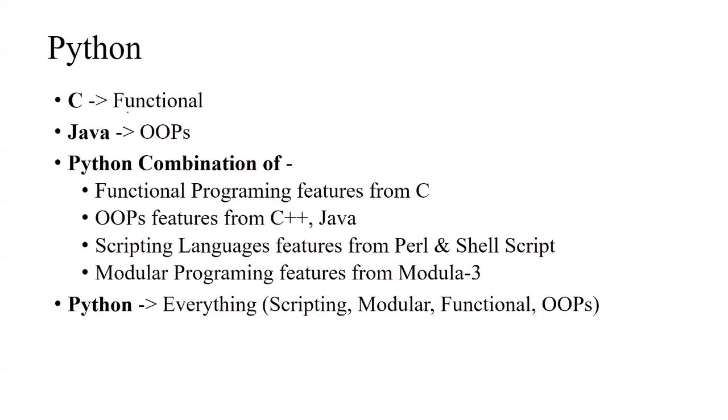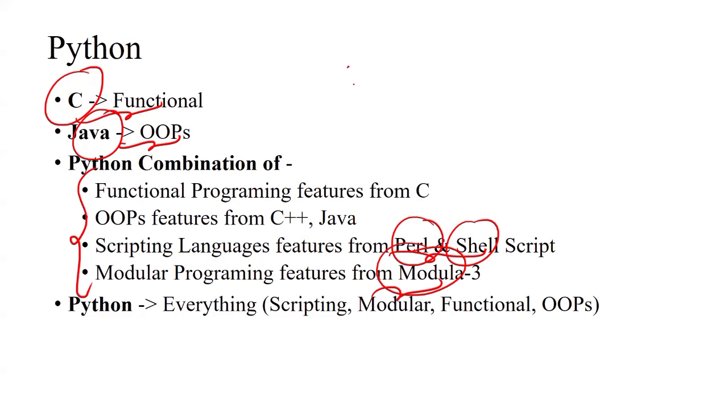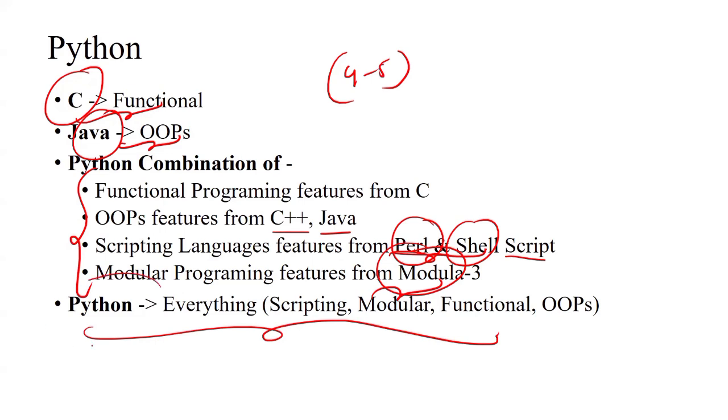It has picked some functional logic from C. It has picked some OOPS concepts from Java. And it has also picked scripting from Perl and Shell. And there is another one called modular, where you can write code by module. That also it has picked. So I would say Python is a combination of 4 to 5 languages. Don't think too much about what is C++, what is Java, what is shell scripting, what is Perl. Don't think too much. I can say that you can do everything with Python.